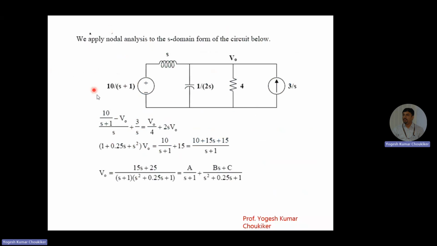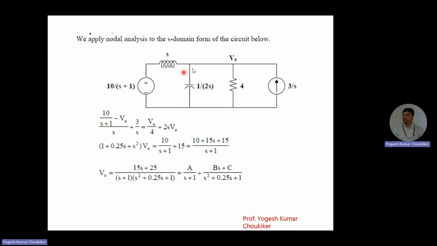Your circuit looks the same, but the values are 10 divided by s plus 1, the inductor value is s, the capacitor is 1/(2s), and we have a 4 ohm resistor, and the current is 3/s. This question is basically for zero initial condition. That is the reason we are not taking anything for the capacitor or the inductor, because the initial current in the inductor is 0 and the capacitor voltage is 0. Then we apply nodal analysis to the circuit.